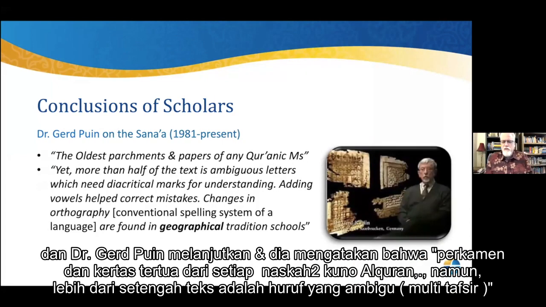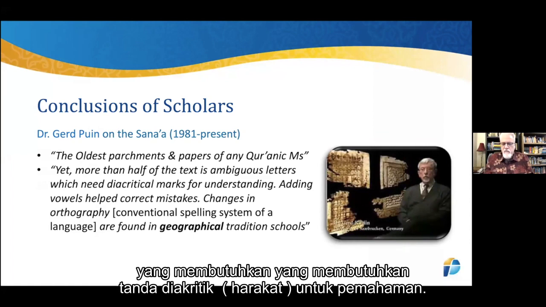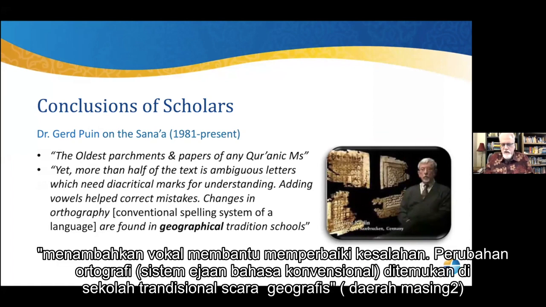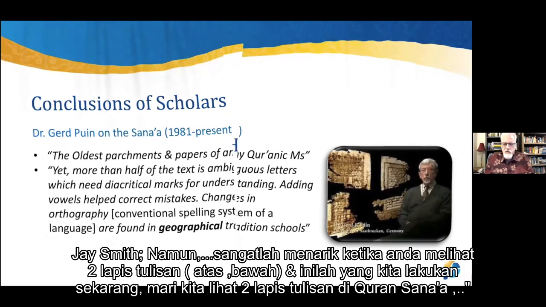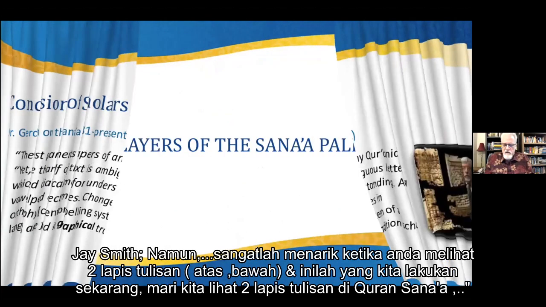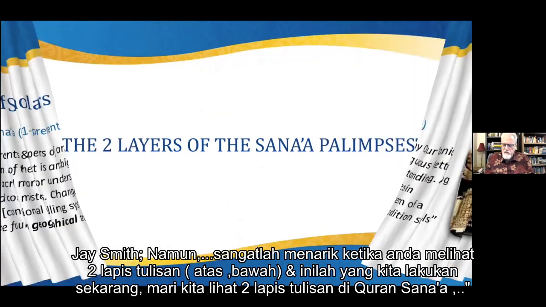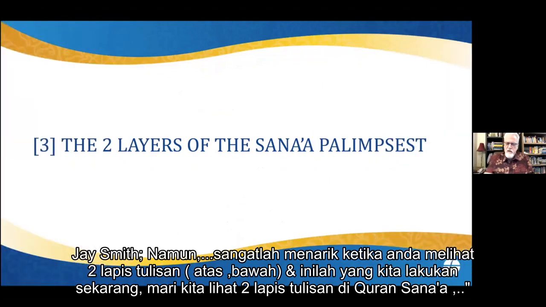Dr. Gerd Puin continues, and he says, these are the oldest parchments and papers of any Quranic manuscript, and yet more than half of the text is ambiguous letters which need diacritical marks for understanding. Adding vowels helps correct mistakes. Changes in the orthography, the conventional spelling system of the language, are found in the geographical traditional schools that he refers to. But it's fascinating when you look at the 2 layers, and this is what we want to do now. Let's look at those 2 layers and see what we're finding.